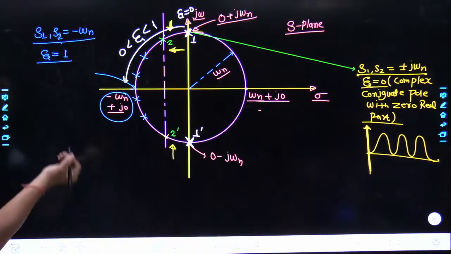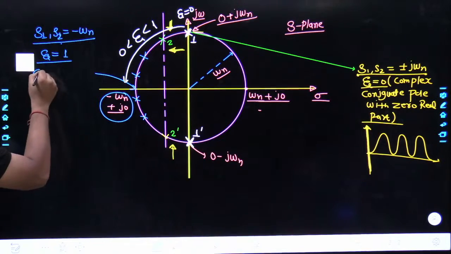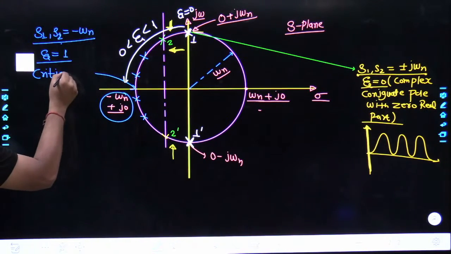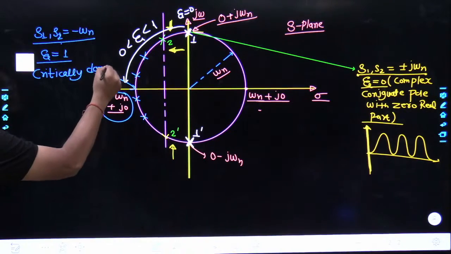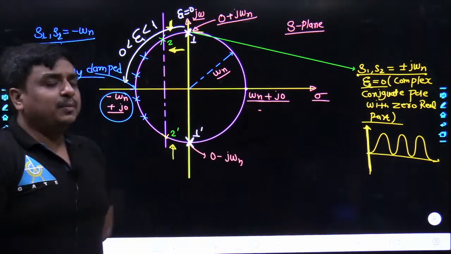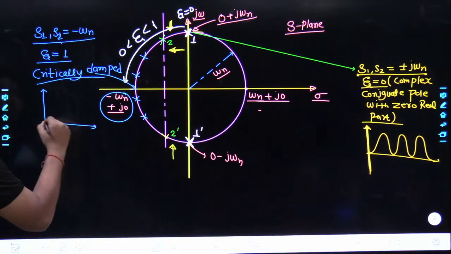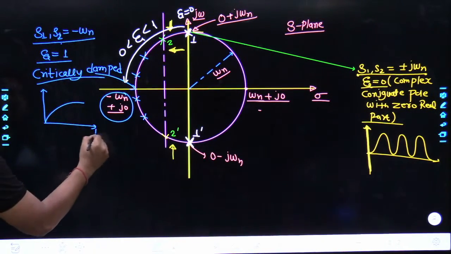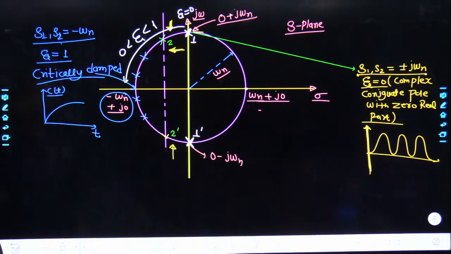May I know which type of system is being called? It's called a critically damped system. Critically damped system. Agreed? Nobody should have any doubt as such. And we have seen when the zeta becomes 1, how used to be the response? The response would be a pure exponential. It's the C versus C of t curve.